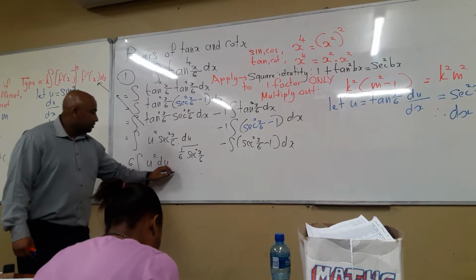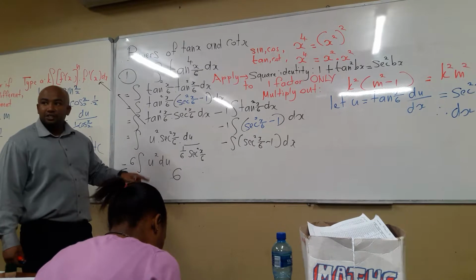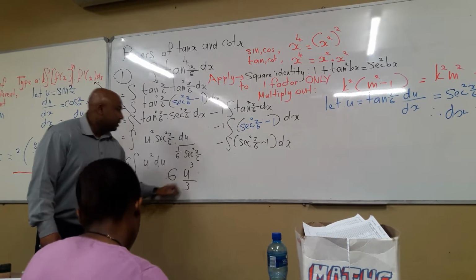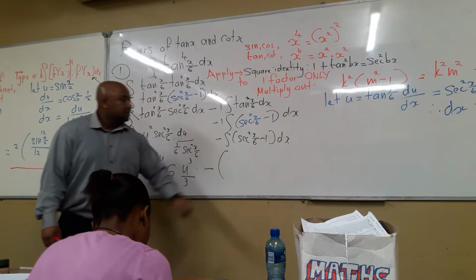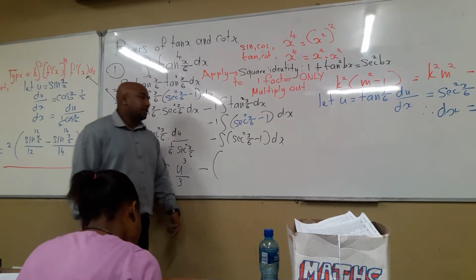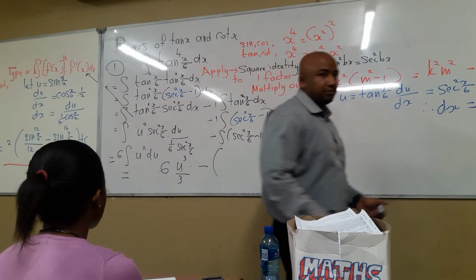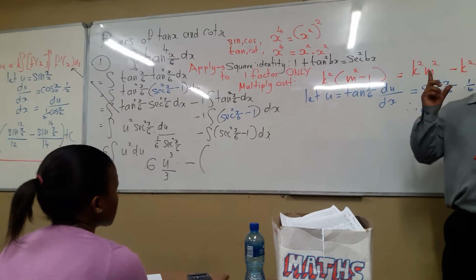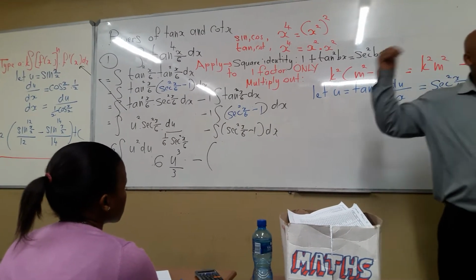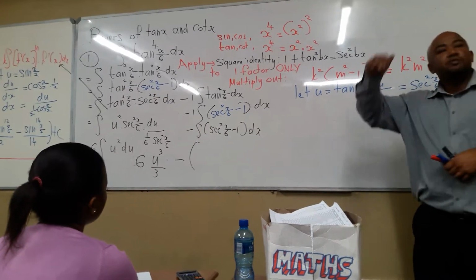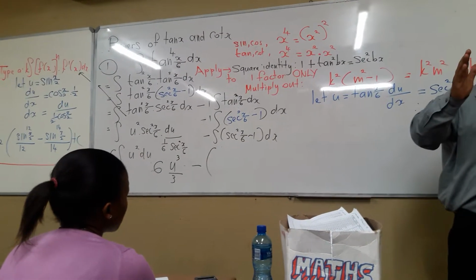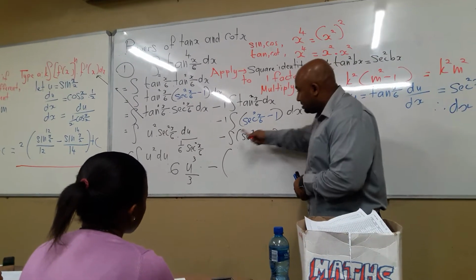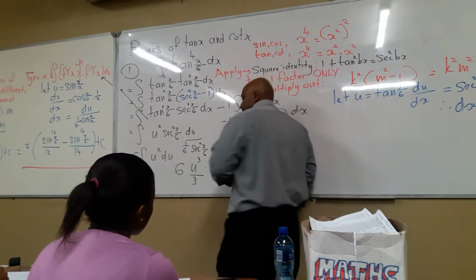So this will be 6. I can integrate u squared, which will be u to the power 2 plus 1, which is u cubed over 3, minus, now I need to integrate sec squared. How do I integrate sec squared? Remember, integration is a reverse process. Think about, what did you differentiate to get sec squared? Tan. That means if you integrate sec squared, you get tan. Right, so the derivative of tan is sec squared. That means when you integrate sec squared, it will be tan.